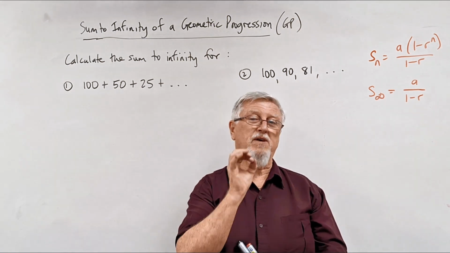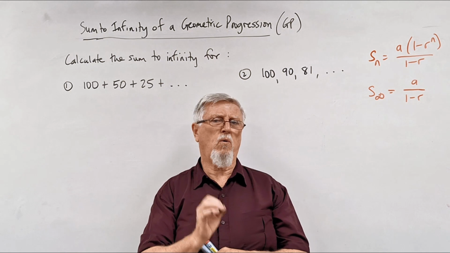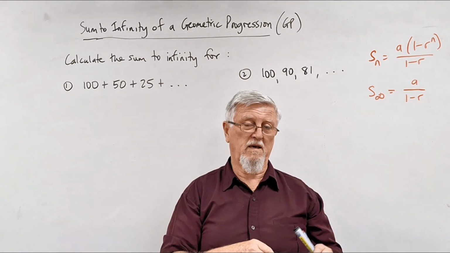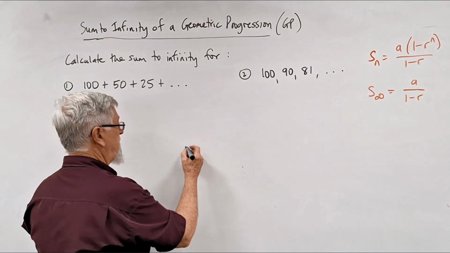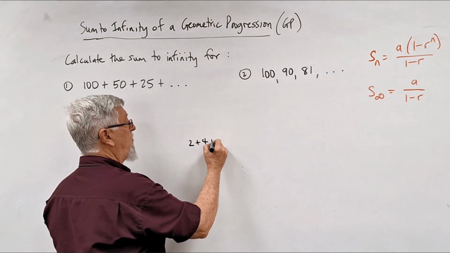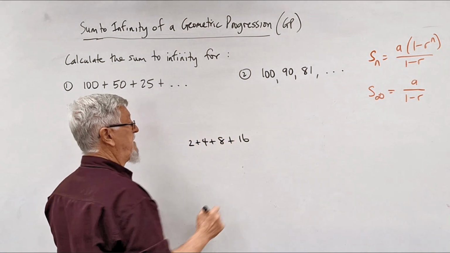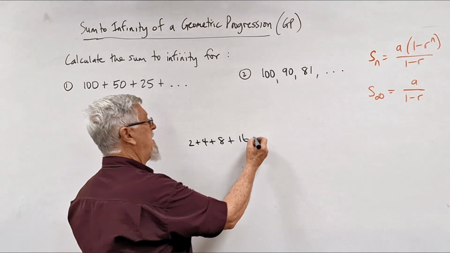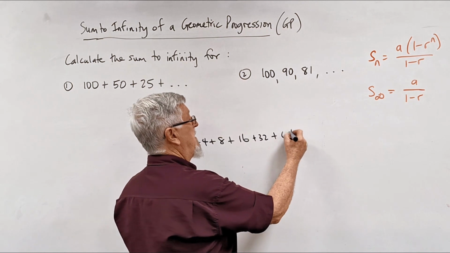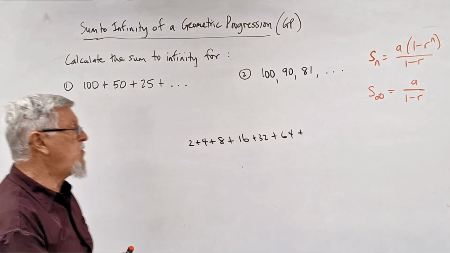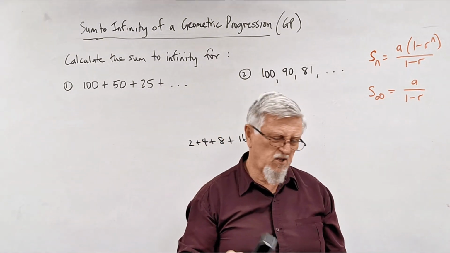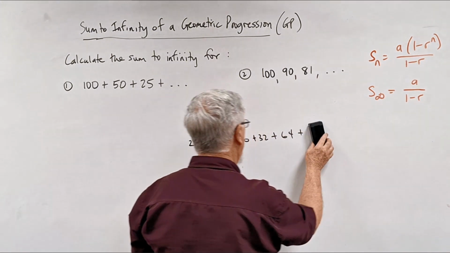Here we go. Sum to infinity. What can add to infinity? And what do we mean by sum to infinity? If I've got the numbers and I was adding, for example, 2 plus 4 plus 8 plus 16, so I'm doubling each time, that's just going to get bigger and bigger and bigger. There's no limit, there's no end to it getting bigger.